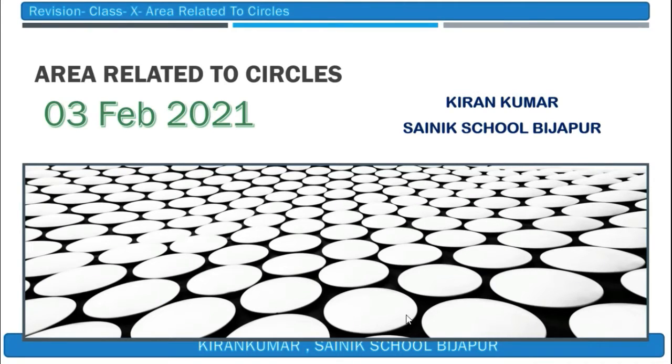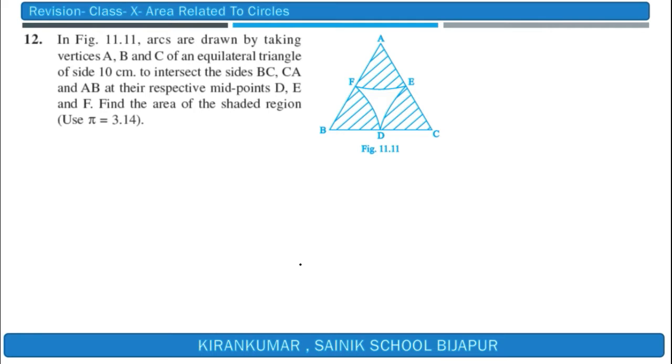Hello students, let us continue the session on revision in the chapter areas related to circles. 12th question, in the figure 11.11, arcs are drawn by taking vertices A, B and C of an equilateral triangle of side 10 cm to intersect the sides BC, CA and AB at their respective midpoints D, E and F. Find the area of the shaded region.